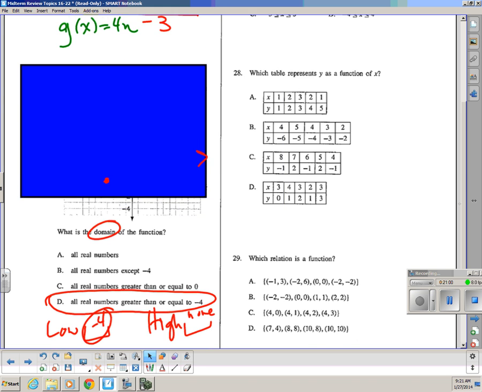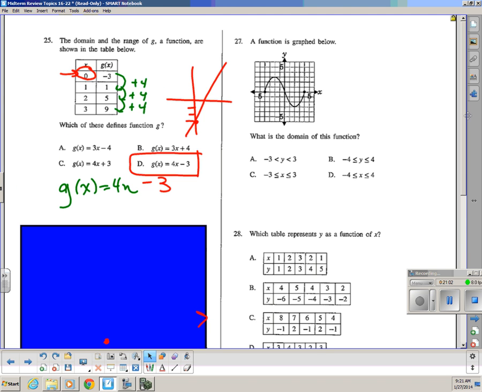Number 27. What is the domain of this function? I'm going to do this one very quickly. Again, I have my starting point here and my ending point there on my x-axis. This is at -4, be careful, and this is at +4. My domain are my x values, so I don't want to choose choice B because it has a y in it.